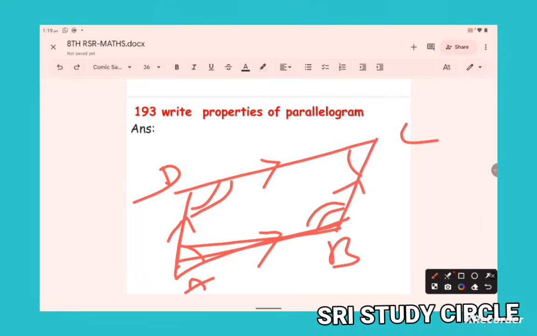The diagonals bisect each other. The length of the diagonals is not equal. These are the properties of a parallelogram.